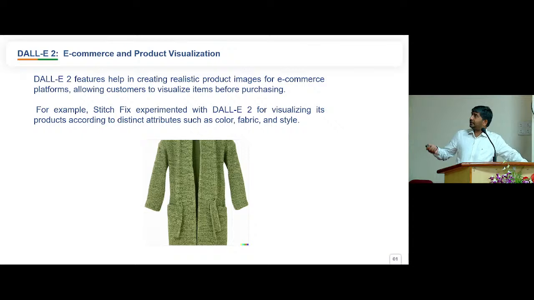Next, let us look at the next revolution application of generative AI, the DALL-E 2 algorithm. It can create realistic images. You let it know what sort of image you want, expressed in sentences, and it can generate images for you. In fact, the retail platforms are using it extensively to generate images.